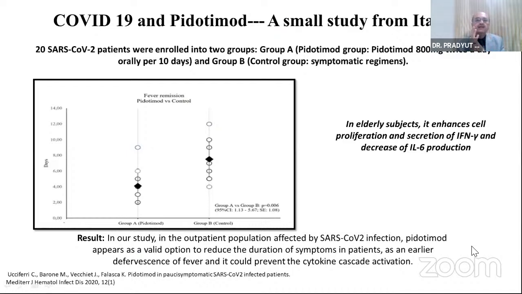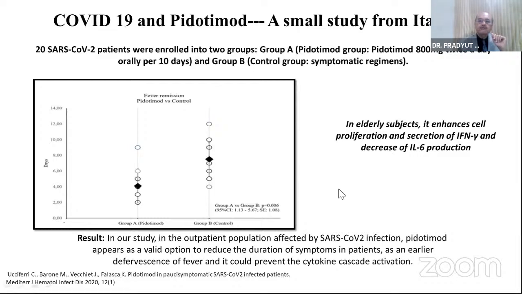This was a small study done in Italy, where they studied about 20 SARS-CoV patients, in the outpatient setting, with mild to moderate COVID. They were put on pidotimod in group A, this group, which received 800 milligrams twice a day for 10 days. And this is the control group, which did not receive pidotimod and received only the symptomatic treatment. It was found, if you see here, that the clinical defervescence, that is, reduction in the duration of symptoms like fever, was much earlier, on day 4, in the pidotimod group, whereas in the control group it took almost double the time, 8 or 9 days, to resolve.